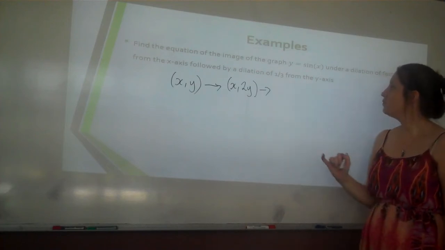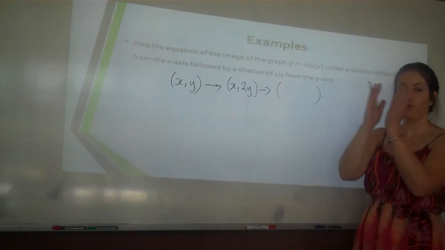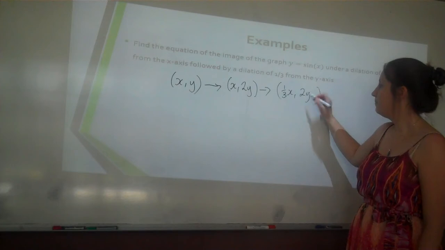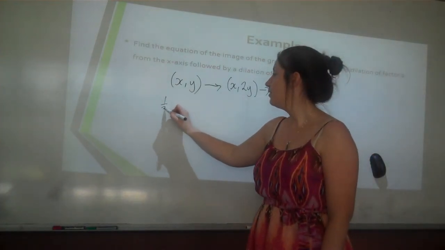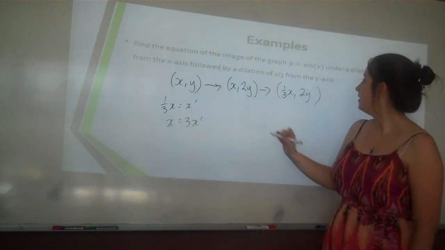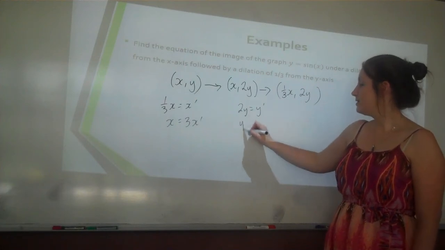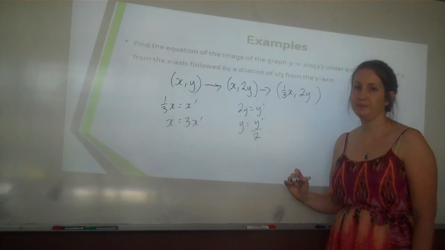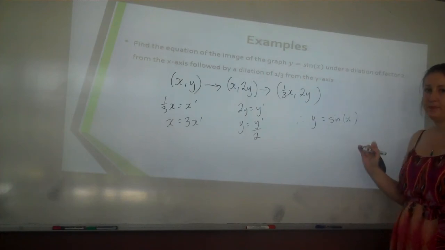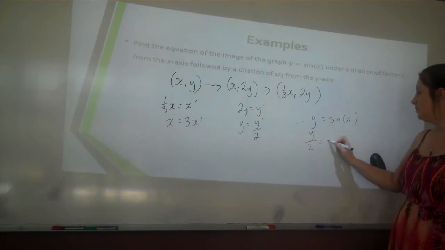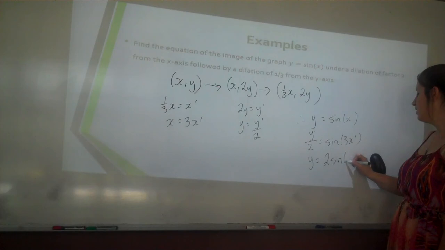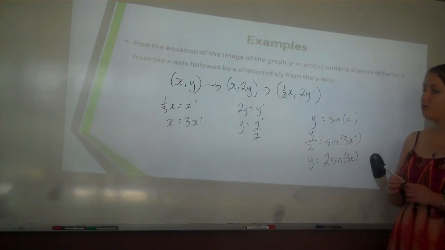Followed by a dilation of 1/3 from the y-axis. From the y-axis stretches this way, so that means it's affecting the x values. So, therefore, we get 1/3 x equals new x. That means that old x equals 3 times new x. 2y equals new y. That means that y equals new y over 2. We can substitute this into our equation. Our original equation was y equals sine of x. When I substitute in, I get new y over 2 equals sine of 3 of new x. Therefore, y equals 2 lots of sine of 3x, and we have our new equation.